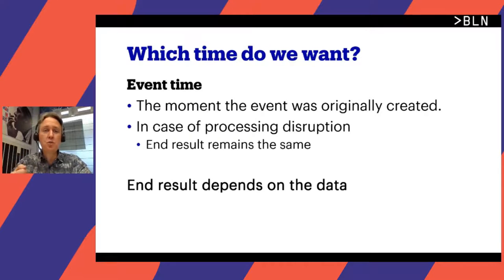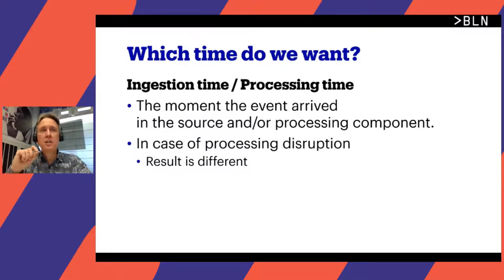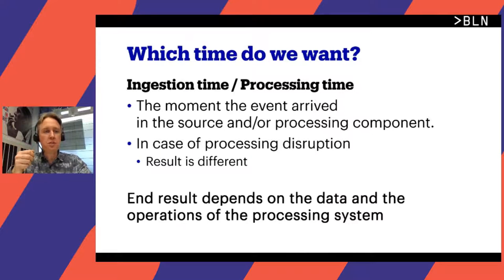Systems like Flink also support ingestion time and processing time, which is essentially the time the data arrived in the processing system or in the source and where it was processed. It's important to realize that if you build something on top of this, in case of a processing disruption, the result will be different because the processing time will be later than expected. So the end result really depends on both the data and the operations of the processing system.